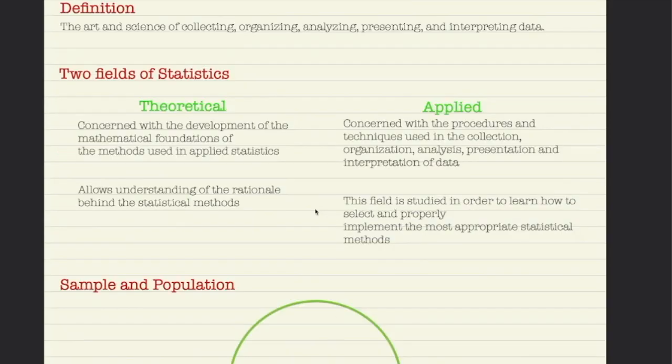Statistics has two fields. First, we have theoretical. It is concerned with the development of the mathematical foundations of the methods used in applied statistics. It allows understanding of the rationale behind the statistical methods.